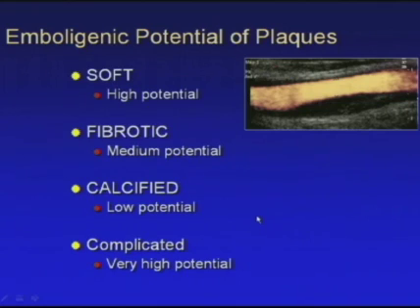So, the emboligenic potential of the plaques: soft, high potential; fibrotic, medium potential; calcified, low potential; and complicated plaques have very high potential to produce emboli.